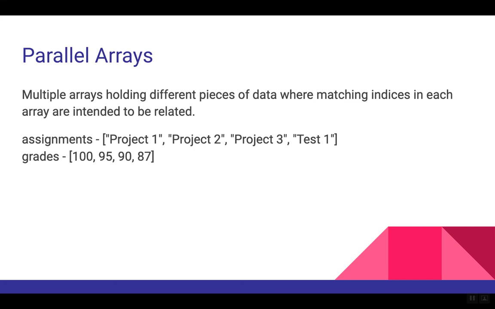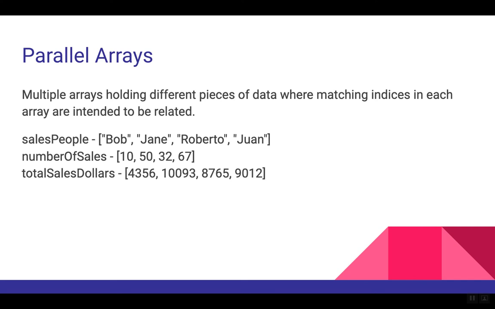Here's another example where we have 3 arrays. In this case, we have the name of the salespeople, the number of sales that salesperson made, and the total sales dollars. So these are 3 parallel arrays. The first, second, third, fourth element in each one of these is going to be related to the other. So in this case, Roberto is element number 2. Roberto had 32 sales, 87.65 in dollars. So we say it's parallel because those elements are related to each other.